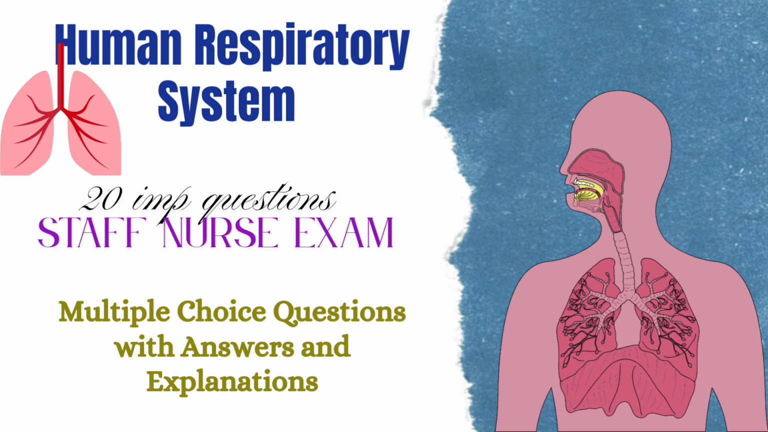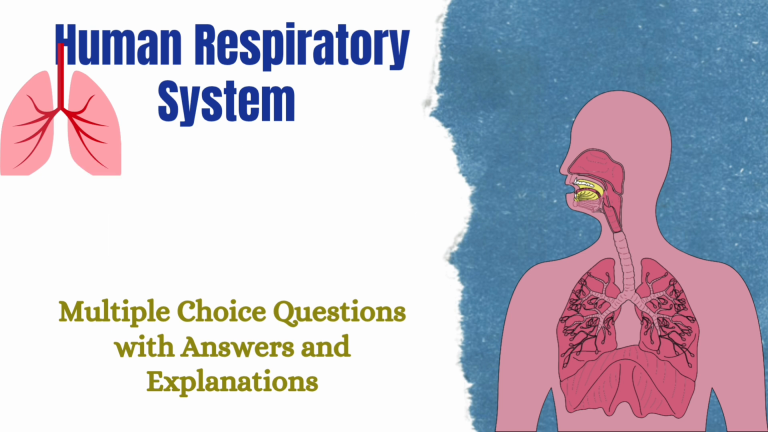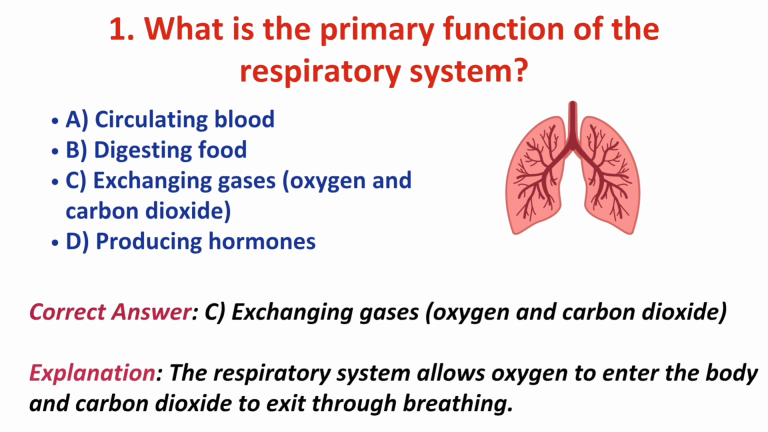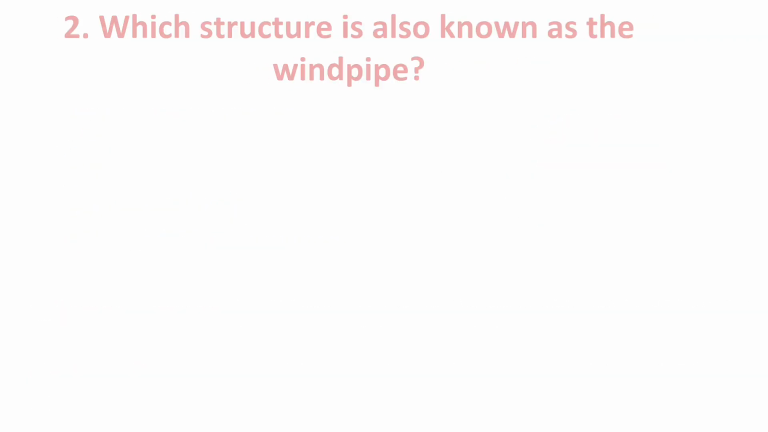20 most important MCQs about human respiratory system. So let's start one by one. The first MCQ is, what is the primary function of respiratory system? Options are circulating blood, digesting food, exchanging gases and producing hormone. And the correct answer is option C, exchanging gases. The respiratory system allows oxygen to enter the body and carbon dioxide to exit through breathing. So the correct answer is option C.